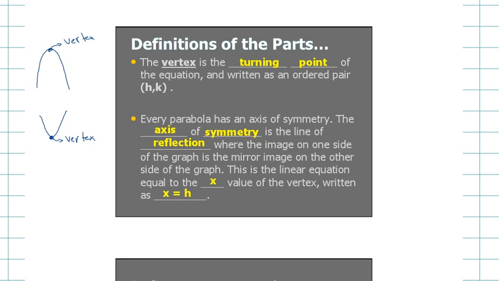And the vertex is written as a point, as I explained to you, and it's written as (h, k). I'll tell you why it's h, k, which means the x value and the y value. The h, k is because later on we're going to learn this.